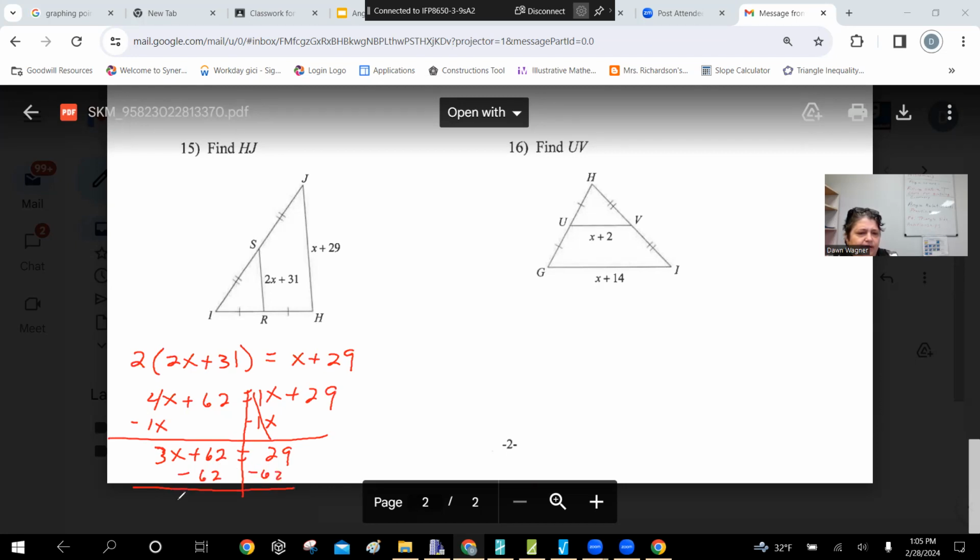Could someone use their handy dandy calculator? What's 29 minus 62? Negative 33. Now I'm going to divide by 3. So x is equal to negative 11. But I'm not done because they want me to find this length of HJ. And HJ is this segment right here. So to find HJ, I'm going to substitute that x in. So negative 11 plus 29. So HJ is equal to 18.